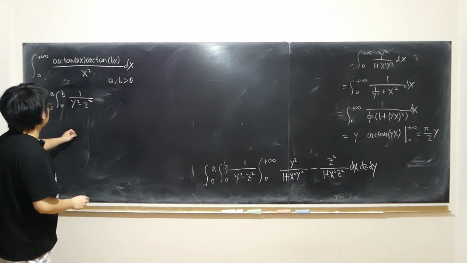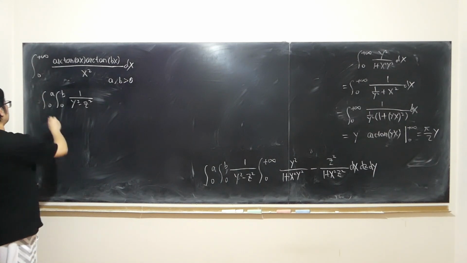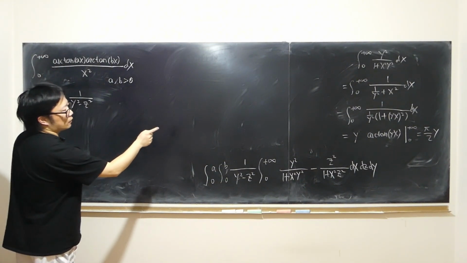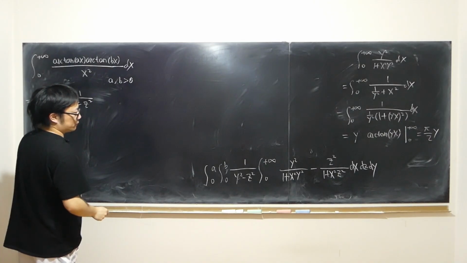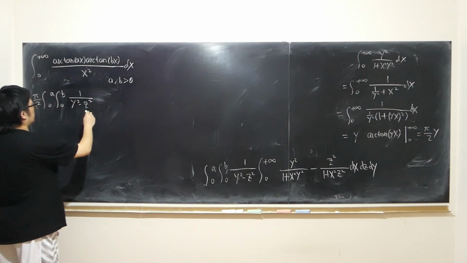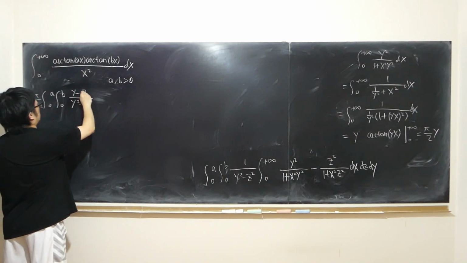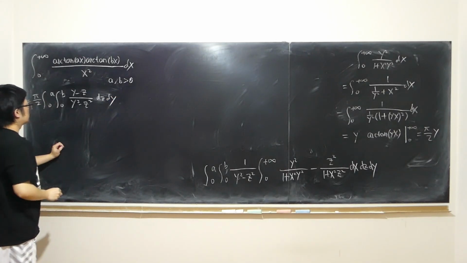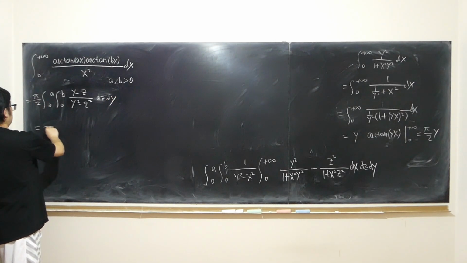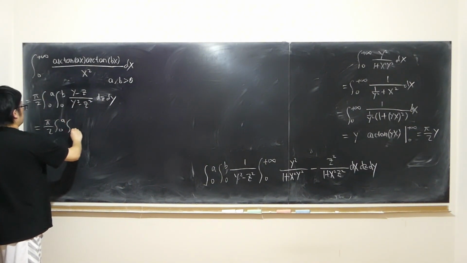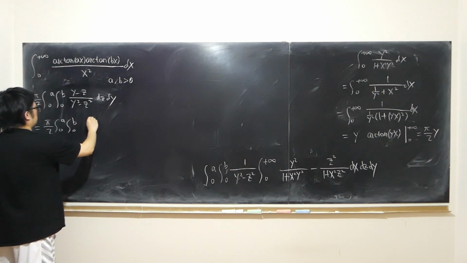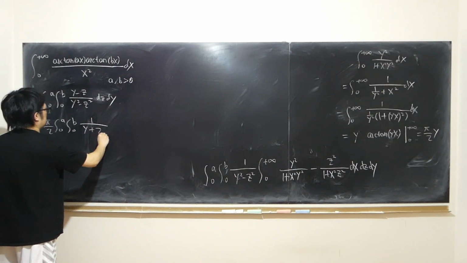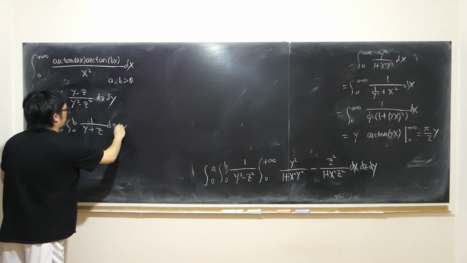That one I have half pi. Maybe put half pi here. In there I have y minus z, y minus z, dz dy. But this one will simply become 0 to b, just 1 over y plus z, dz dy.